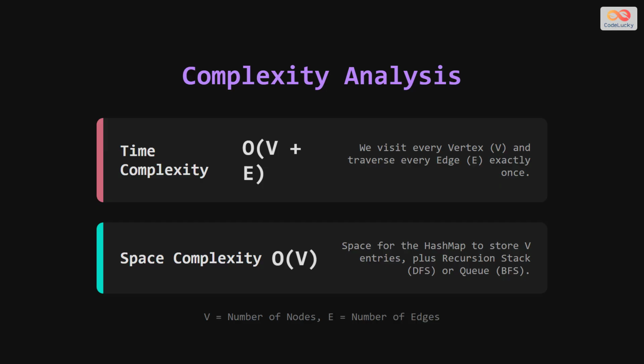For complexity, both DFS and BFS are very efficient. The time complexity is big O of V plus E, where V is the number of vertices and E is the number of edges. We visit every node and traverse every edge exactly once. Space complexity is big O of V, primarily for the hash map and the recursion stack or queue.